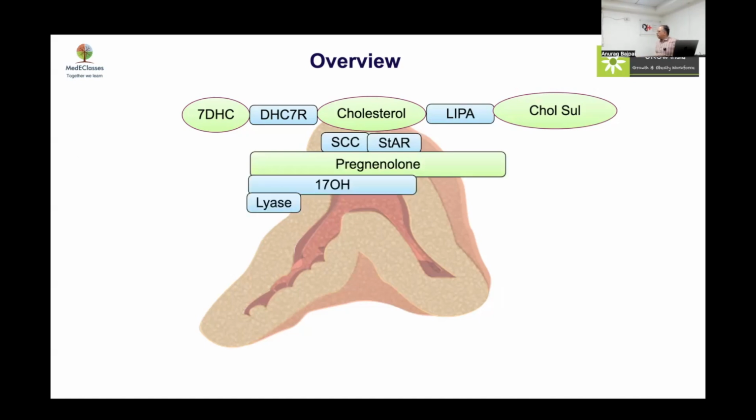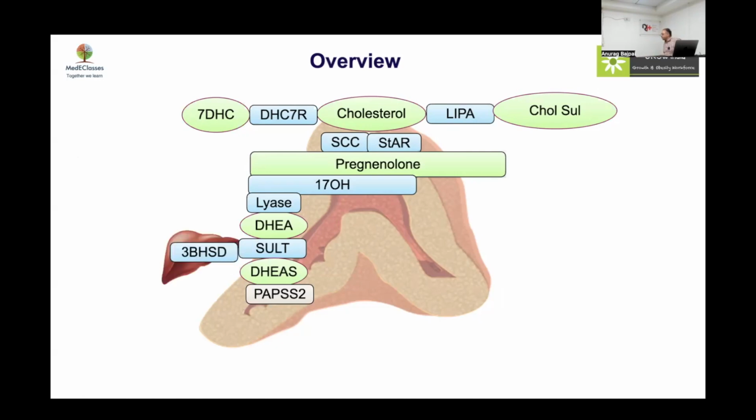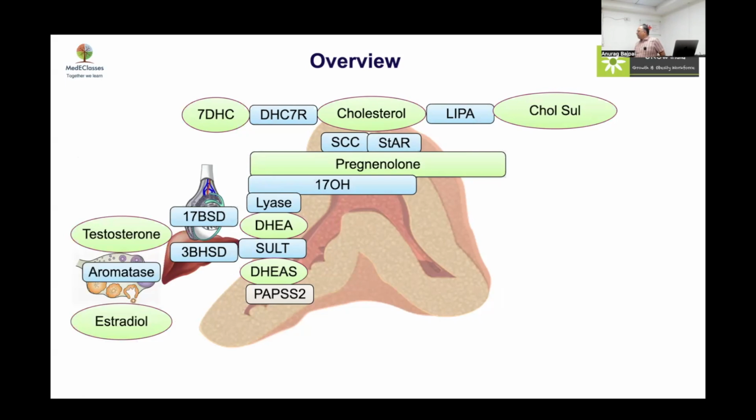From there, 17-hydroxylase and lyase activity produces DHEA, which is then converted into DHEAS using the sulfotransferase. And again, PAPSS2 is important. Sulfotransferase, again 3-beta-HSD can convert, and again the liver and various other activities will produce different hormones like testosterone, which is then converted to estrogen via the ovaries, particularly the granulosa cells. Adipocytes can also produce estrogen.